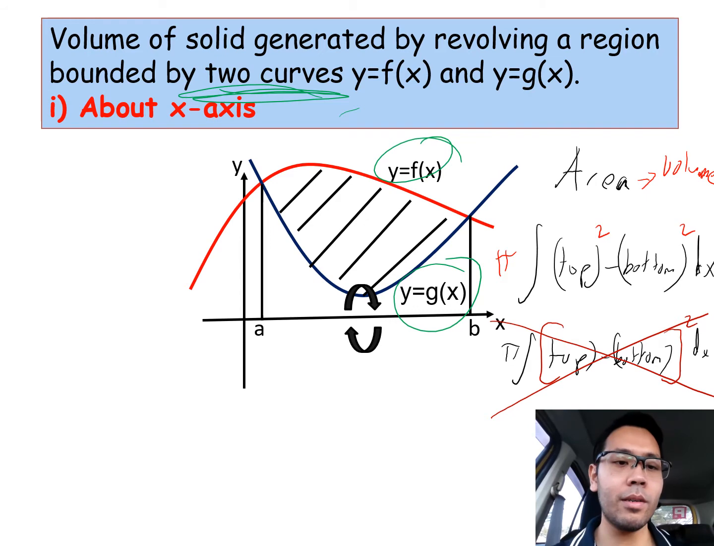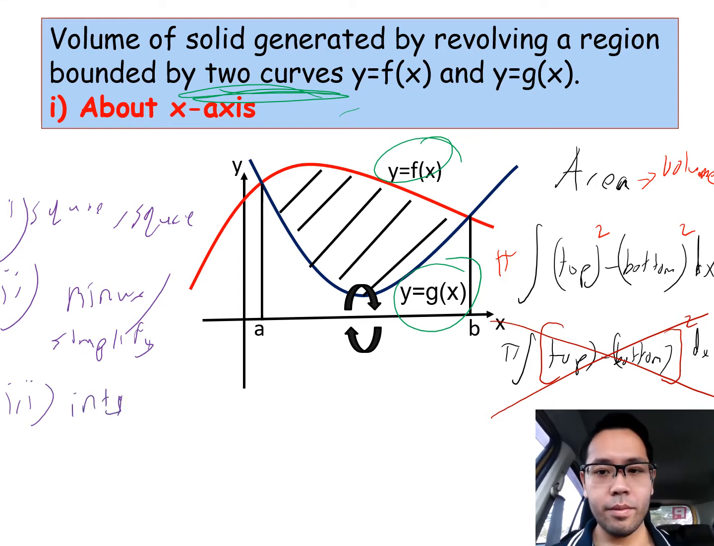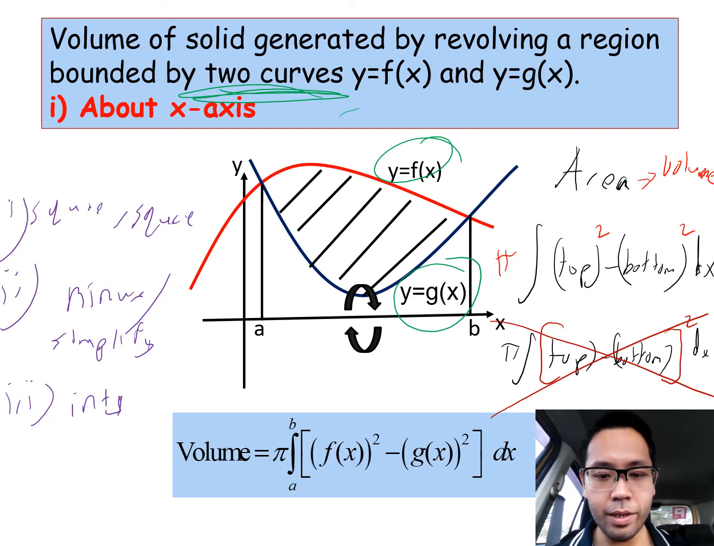So if I were to write down things again, so you square, and then you minus or simplify. And then only you integrate. Right. Sorry, this pen is not as good as my previous pen. So you see the formula there? Yes? Yes?